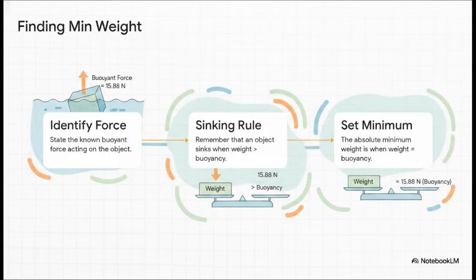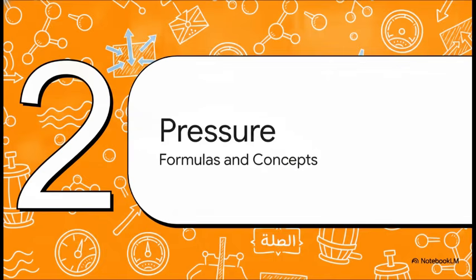Step 1, we already know the buoyant force is 15.88 newtons. Step 2, remember our rule? Things sink when their weight is strictly greater than the buoyant force. So for step 3, we find the tipping point, the exact moment. The absolute minimum weight, before it actually goes down, is when the weight perfectly matches that upward push. So the minimum weight for it to just begin sinking is exactly 15.88 newtons. Pretty simple when you break it down, right? Awesome job so far.